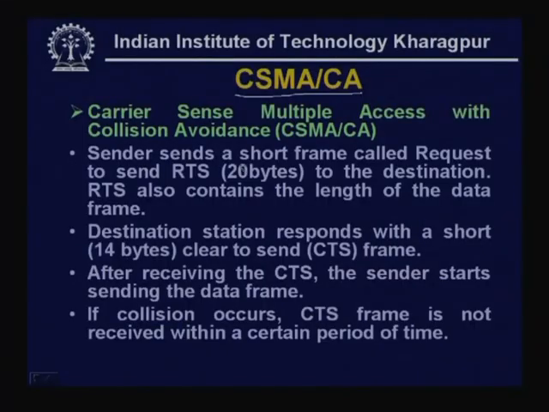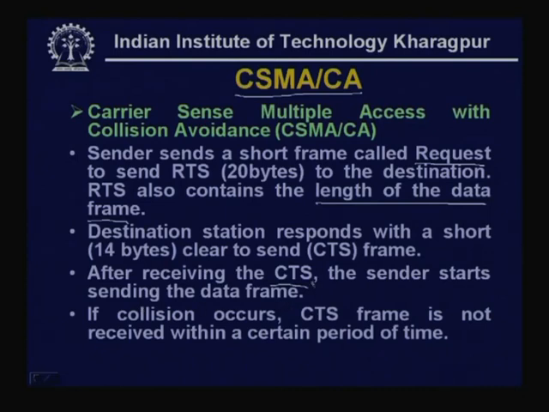Here the sender sends a short frame called request to send, RTS, which is about 20 bytes, to the destination. The request to send also contains the length of the data frame. That means the request to send packet will contain information about the length of the data packet. The destination station will respond with a short frame of 14 bytes, known as the clear to send frame. After receiving the clear to send, the sender starts sending the data frame.